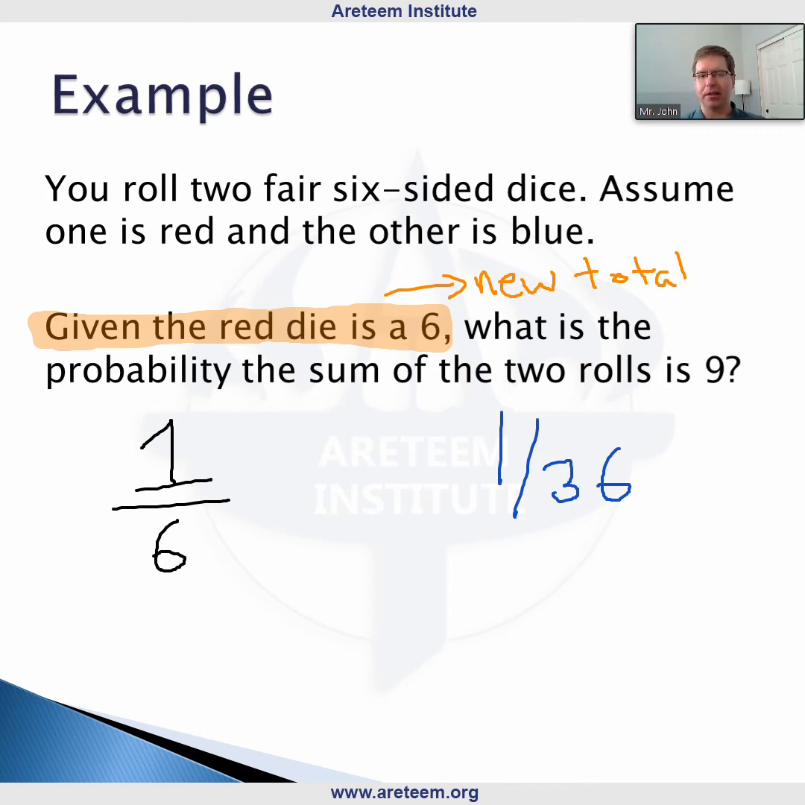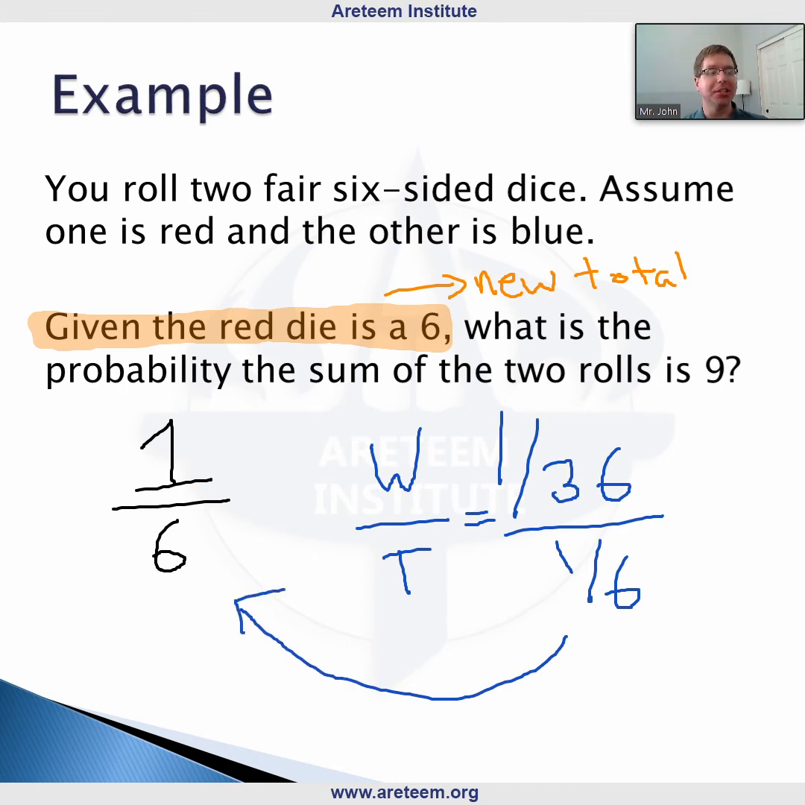So if you want to think about it this way, we can still do want divided by total. And then instead of just 1 out of 36, we have to divide by, well, what's the chance you actually got a 6 on the red dice? It's a 1/6 chance there. And of course, now this matches our intuitive answer that we started with, that the only die that matters is the blue die, and 1 out of the 6 outcomes is good in that case.